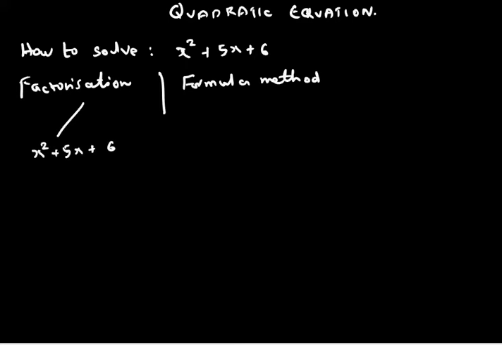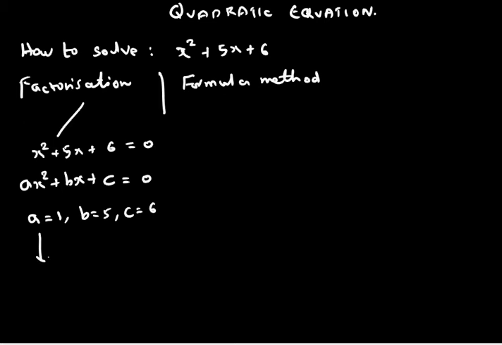In this case, let's write down the general form of a quadratic equation, which is equal to 0. If we compare these two equations, we see that a equals 1, b equals 5 and c equals 6. So the coefficient of x squared is 1, b is the sum of the roots, and c is the product of the roots.